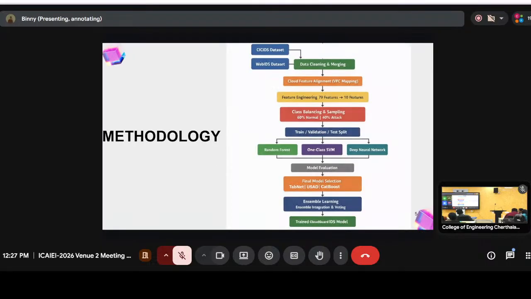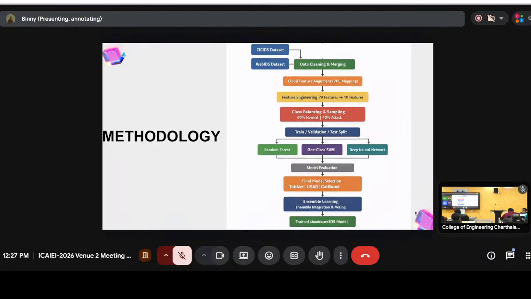Okay, so this is our methodology. First, we took the datasets, specifically the CICIDS 2018 and Web IDS 2023 datasets. Then we performed basic pre-processing operations such as cleaning the data and merging the datasets. Second, we aligned the dataset with the AWS VPC flow logs. Initially our dataset had around 79 attributes, but the VPC flow log only has 10 features. So we took the features that are common to both the dataset as well as the AWS VPC flow logs.